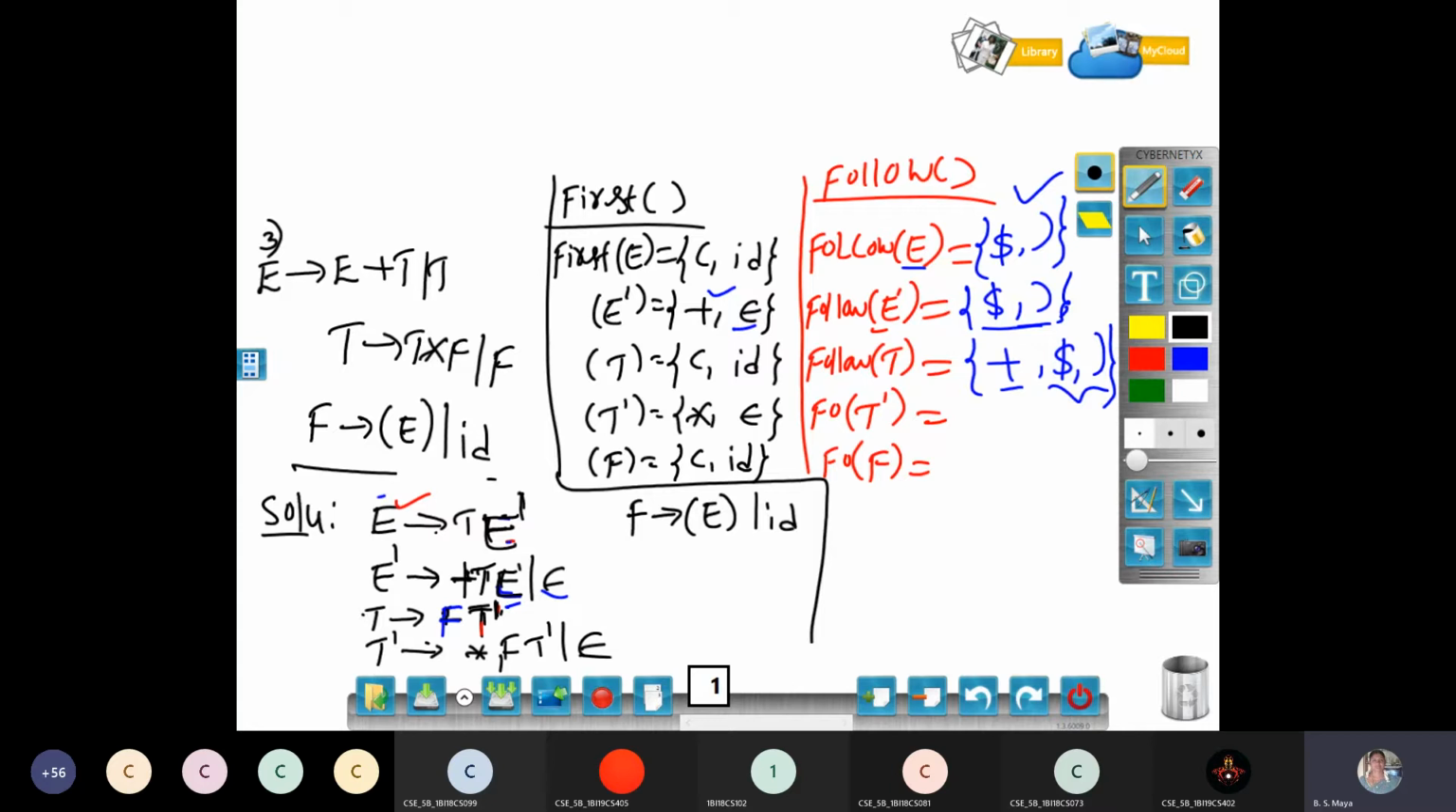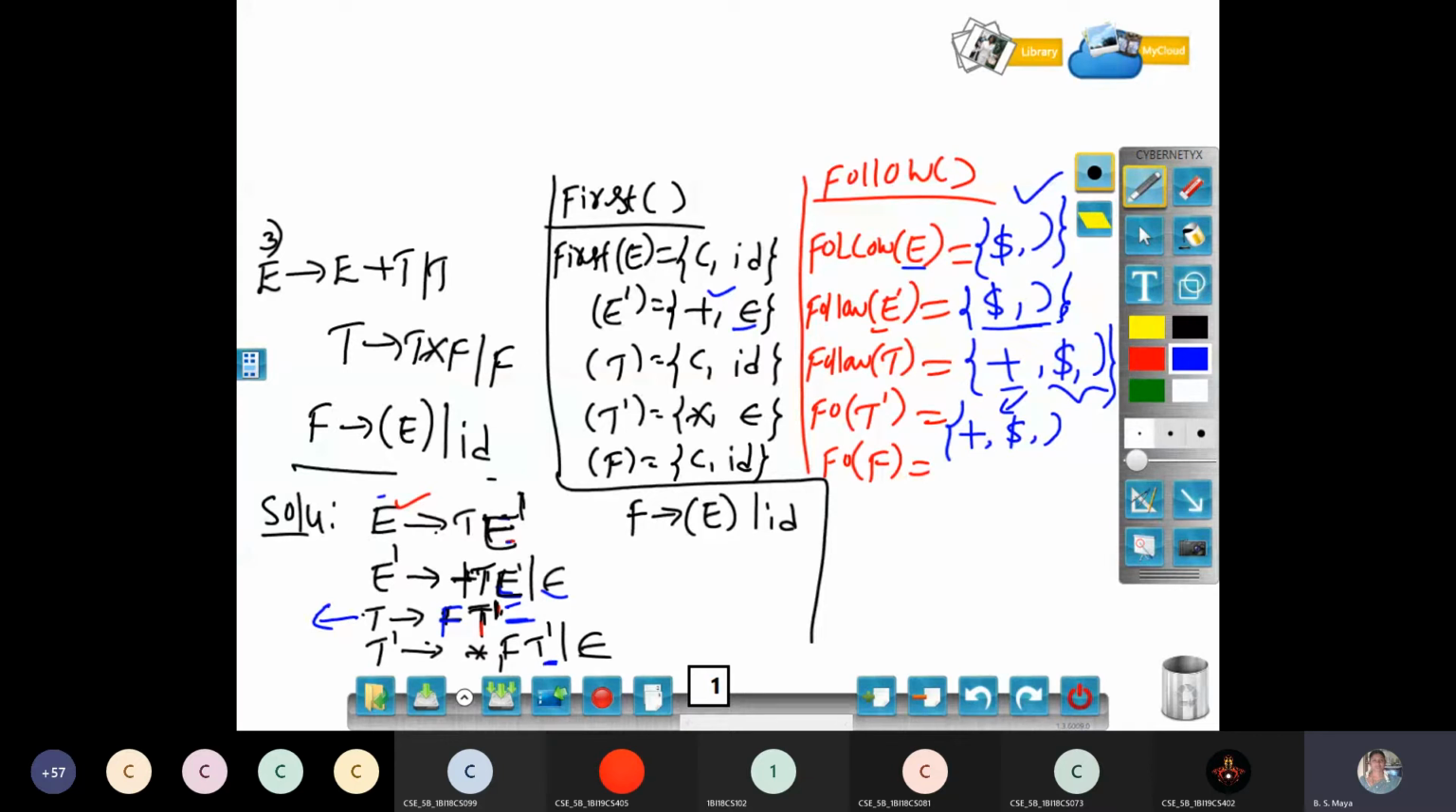Okay, let me check the third production. I am computing follow of T dash. What is the follow of T dash? See, we are in this position. Follow of T dash is epsilon. If it is epsilon, what should we do? Take the follow of T. What is the follow of T? Plus, dollar and closing parenthesis. Then check anywhere else for follow of T dash.